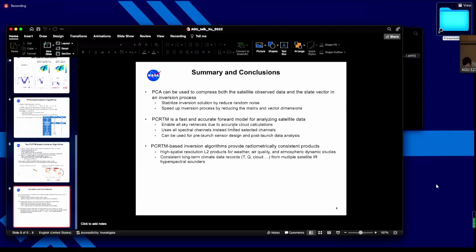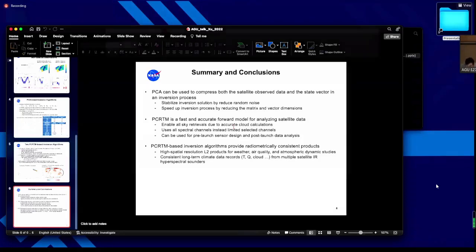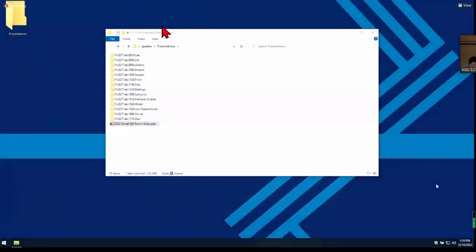Okay, thank you. Let's move on. Next is an online presentation by Meng Gao: adaptive data quality control and uncertainty analysis in advancing multi-angular polarimetric remote sensing for the PACE mission.